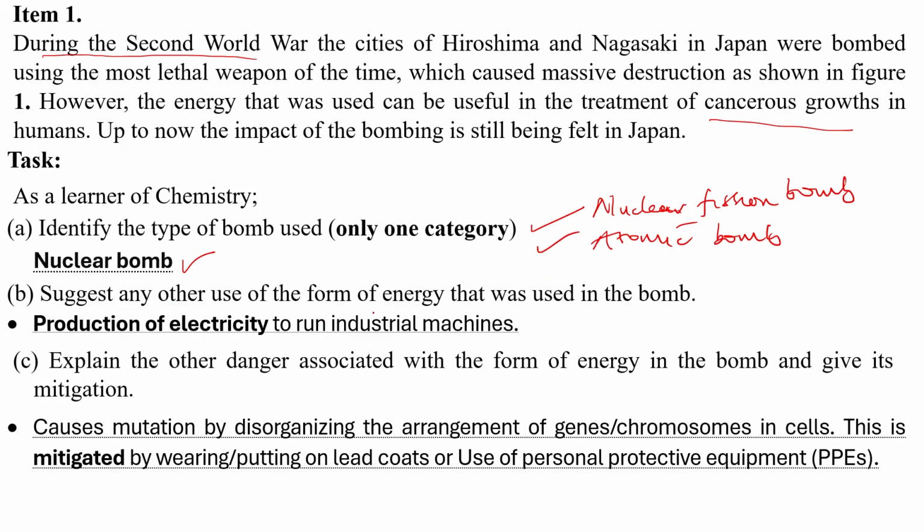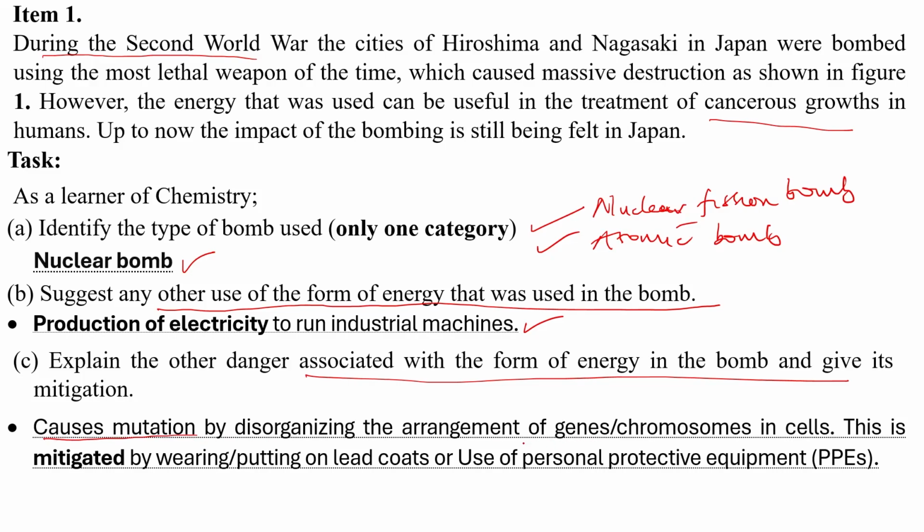Suggest any other use of the form of energy that was used in the bomb. Of course, production of electricity. Here they are asking for the use. The use is different from the function. So you state one use of nuclear fission. Then explain the other danger. There are so many dangers. The first danger has been mentioned in the item. Then for this other danger we can state and explain, then mitigate it.